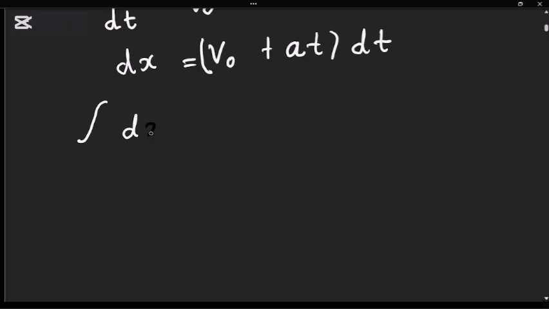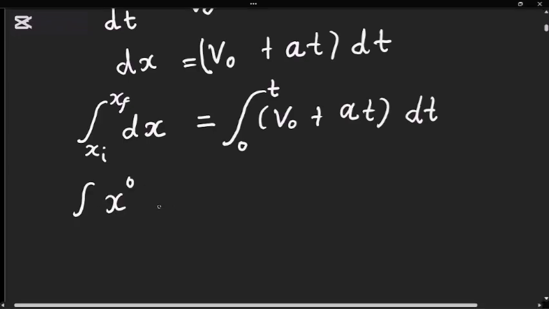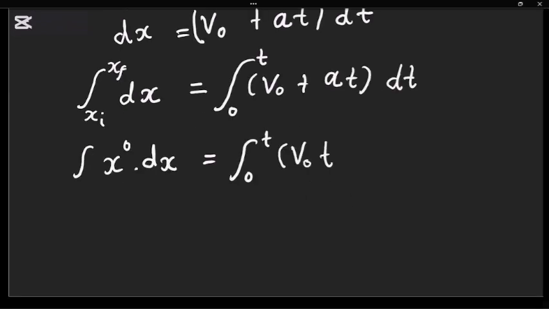So it will be the integral from x final up to x initial of dx, which will be equal to the integral from t up to 0, which is the final time up to the initial time. Again, you know that you cannot integrate x if x is not there. So x is there, it is just to the power 0. So the integration of x to the power 0 with respect to x is equal to v naught multiplied by t to the power 0 plus acceleration multiplied by time.